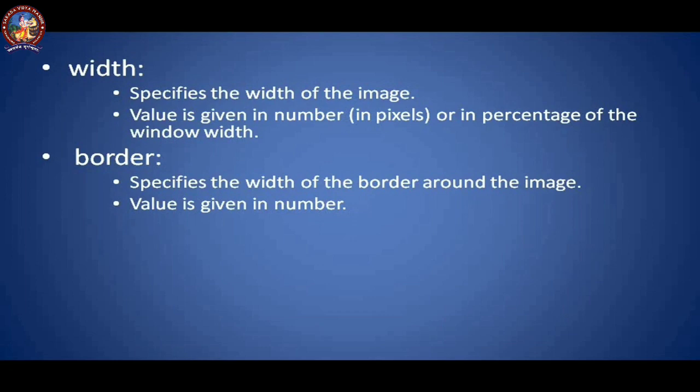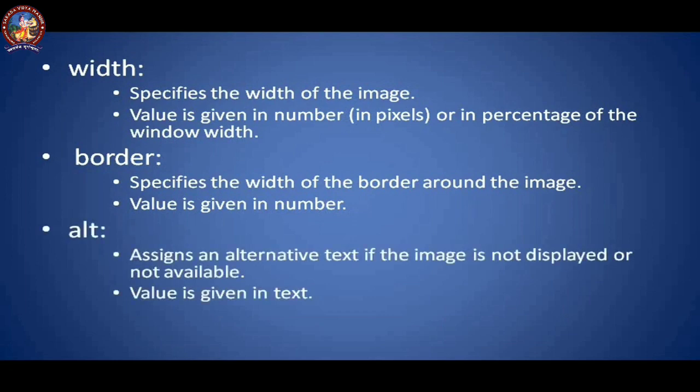And the last attribute is the alt attribute. Alt means the alternative statement. Whenever we are providing any image in our web page, there should be an alternative text message. What is the purpose of this alt attribute? If somehow the picture we are providing in our web page is not displayed properly, then this alternative message is going to be displayed instead of the picture. The value of this attribute is given as text.